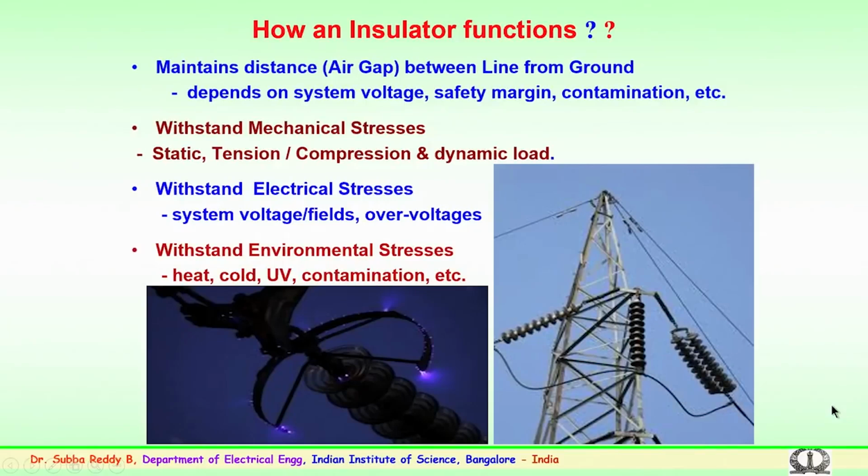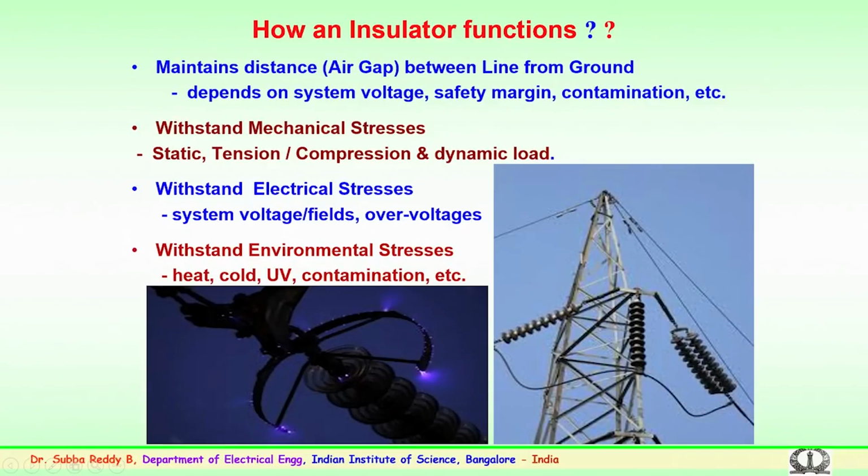So, how does this insulator function? We have mentioned the important mechanical and electrical importance. Again, I would like to stress, the insulator could be glass, a polymer, or porcelain. These are essentially used to maintain the distances, particularly the air gap, between the line conductors, that is the high voltage conductors, and the ground. It could be to the ground or to the ground conductors.